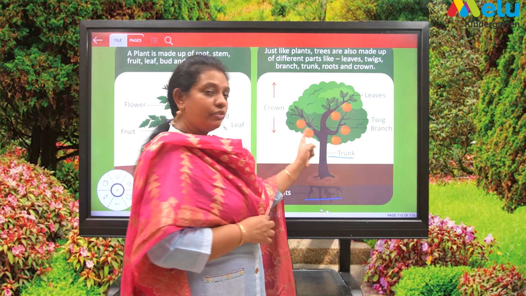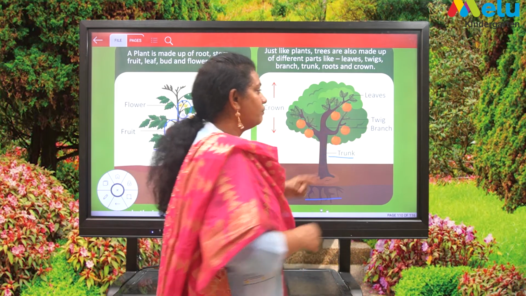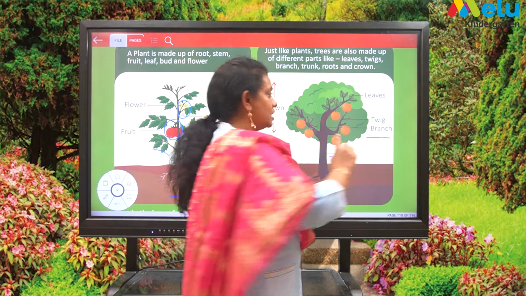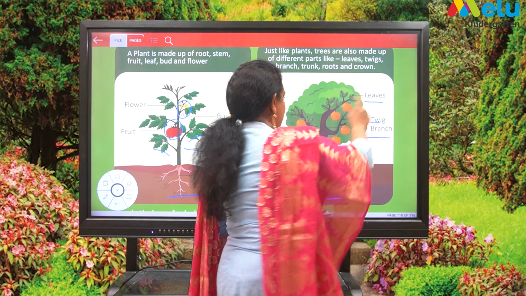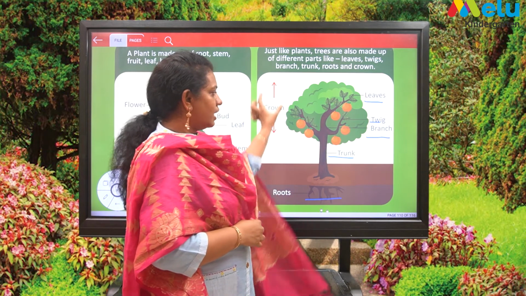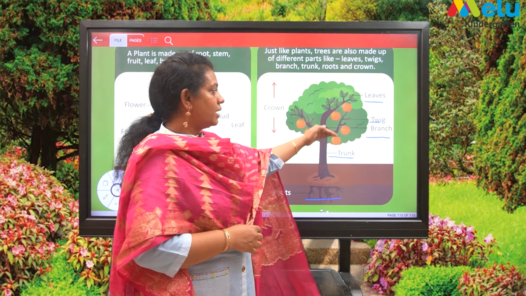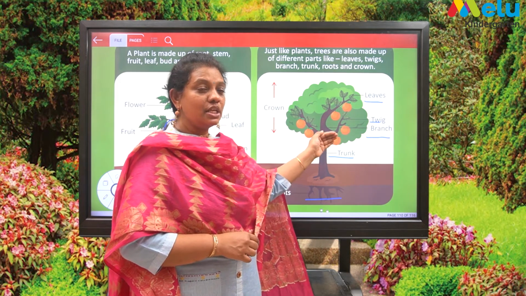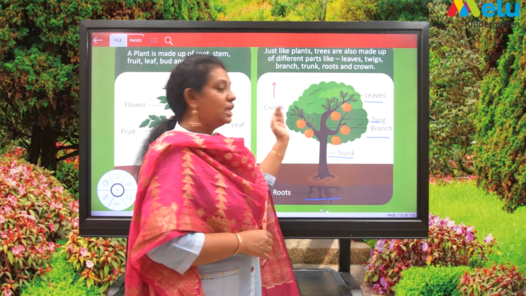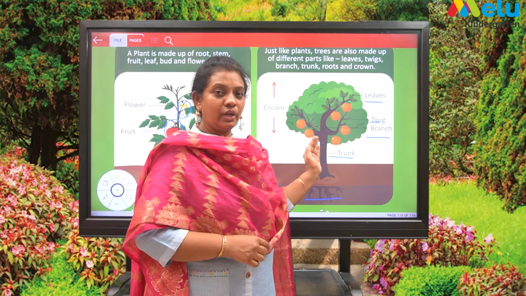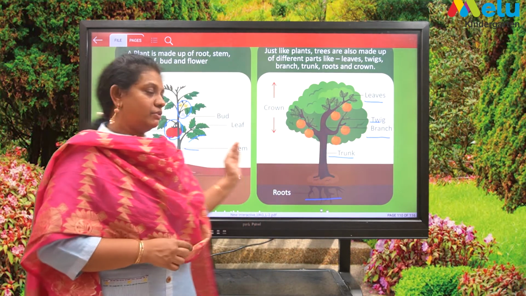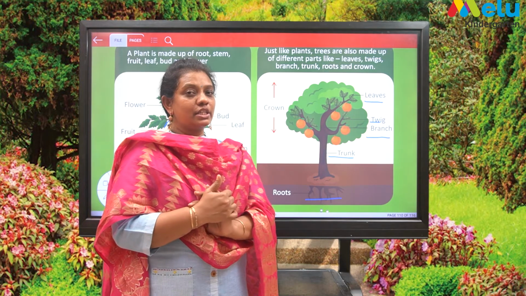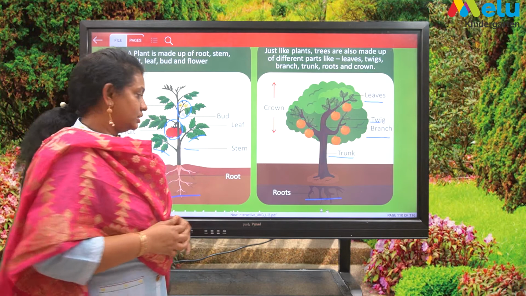And apart from that, we can see some branches and small twigs, leaves. So this entire portion from trunk, branches, twigs and leaves, and you can see some fruits also, right? So all this is called the crown. Okay, so this is the difference between a plant and a tree. Okay children, now let's get into the next points.